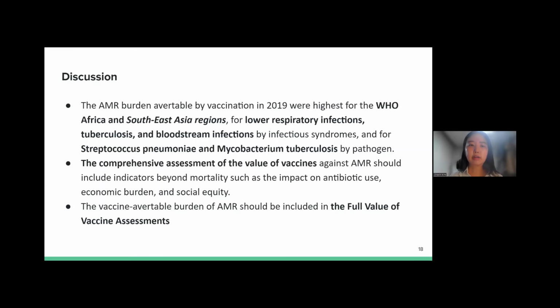So when I say full value of vaccine assessment, I mean that the value of vaccine can be measured across a wide range of criteria other than just mortality. It can include economic consequences, social justice and equity, and many other related impacts, but our study is highlighting that the vaccine avertable AMR should be factored into the full value of vaccine assessment.